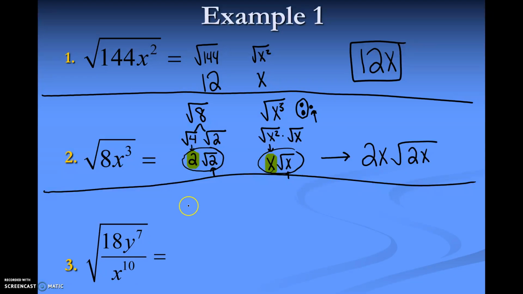I don't know. Okay, this one, we have the square root of 18. We have the square root of y to the 7th. I'm going to leave some space underneath those so that we can do some work. And on the bottom, we have the square root of x to the 10th.